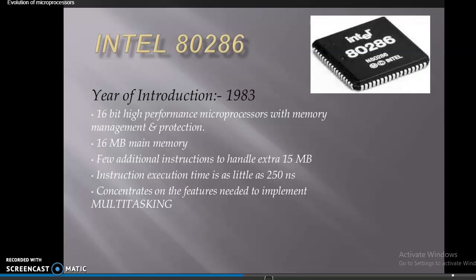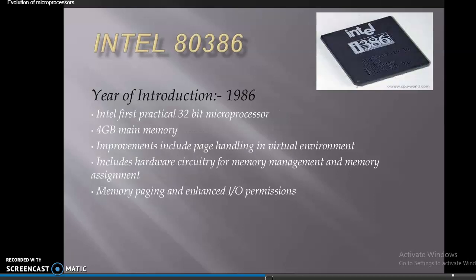And then another microprocessor introduced by Intel is 80386 in the year 1986, Intel's first practical 32-bit microprocessor, because it can process 32 bits at a time. So you can understand how fast it will be compared to the 4-bit, 8-bit and 16-bit. This was the fastest one at that time. Intel used this microprocessor in 1986. It includes memory paging and enhanced operations.